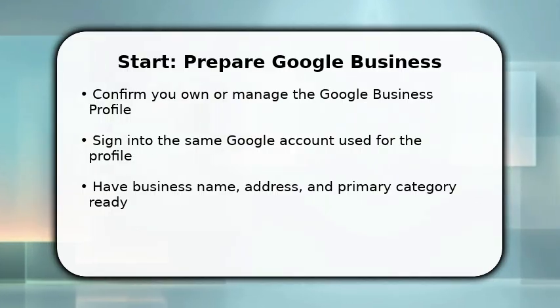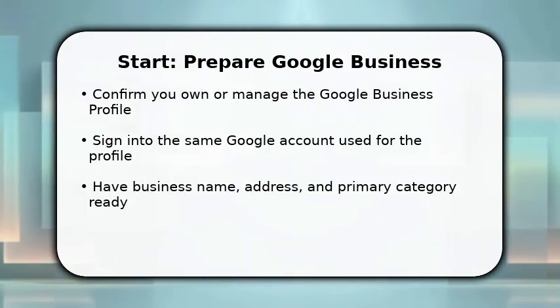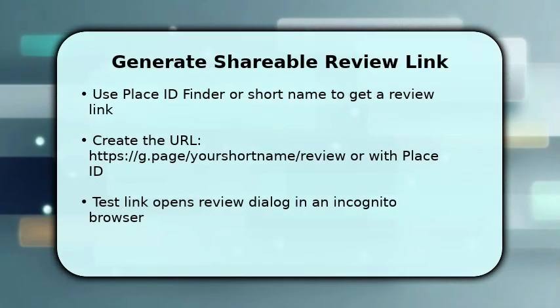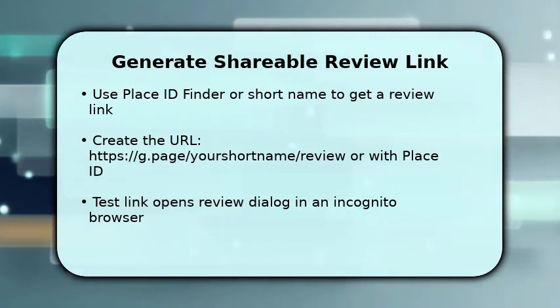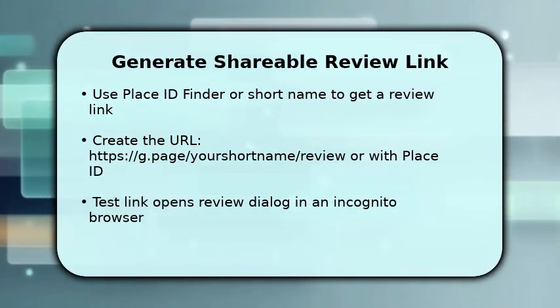Now navigate to the profile's public short name or the info section to prepare the place ID or short name used in the next step. Next, locate the review link. If you set a short name, build the URL as https://g.page/yourshortname/review. This immediately opens the review dialog when opened.